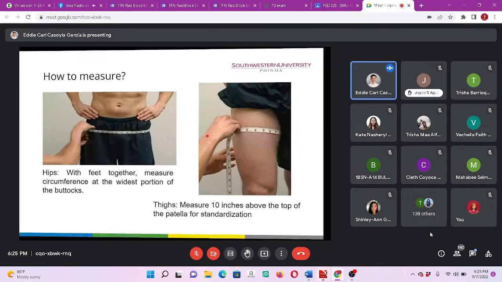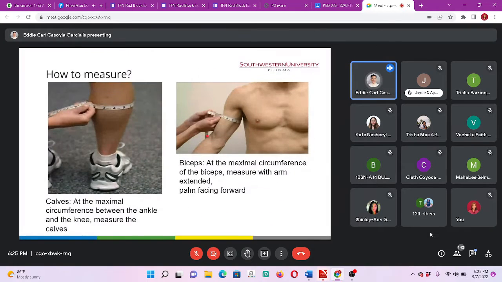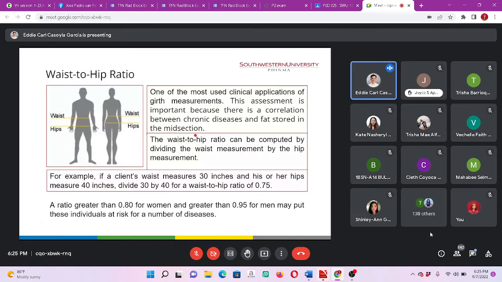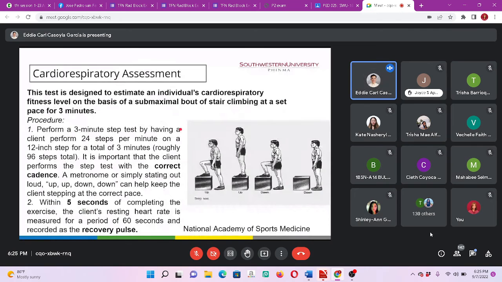So this will be your physical fitness assessment test, where you need to do the girth measurement. And this one is for your cardiorespiratory assessment. Perform the 3-minute step test by having the client perform 24 steps per minute on a 12-inch step for a total of 3 minutes. So roughly 96 steps total within 3 minutes.